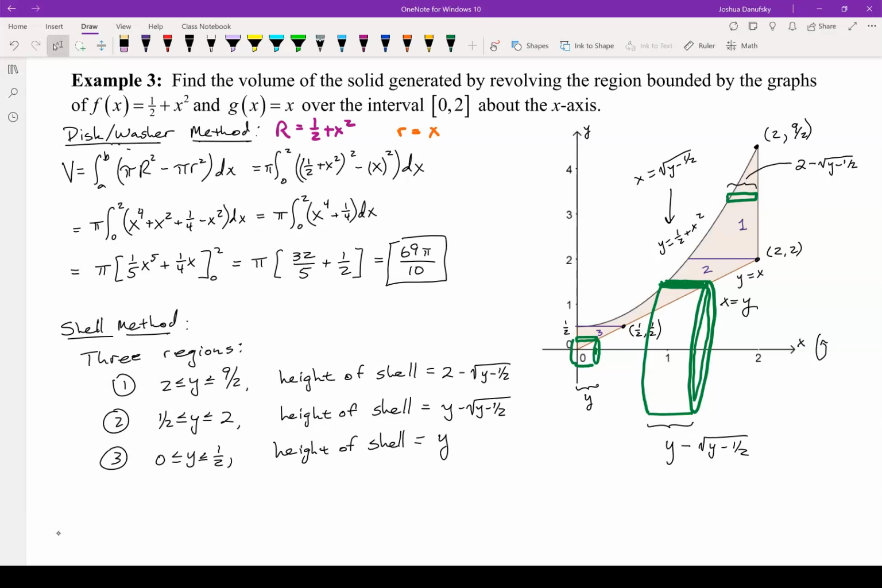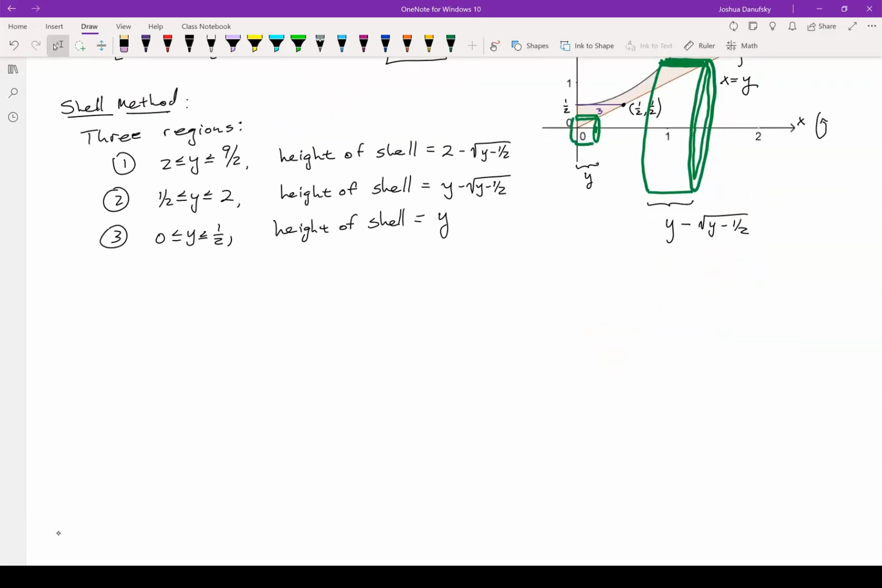Now that we have the height of each shell, we're ready to set up our integrals. As usual, when we are integrating using the shell method, we're going to take the circumference of the shell, which is going to be 2 pi y, times the height of the shell. If we look at our first region, our height is 2 minus the square root of y minus 1/2, times the thickness of our shell, which is a dy, and for region 1, we're integrating from 2 to 9/2. Region 2 will be done similarly. Now we're integrating from 1/2 to 2.